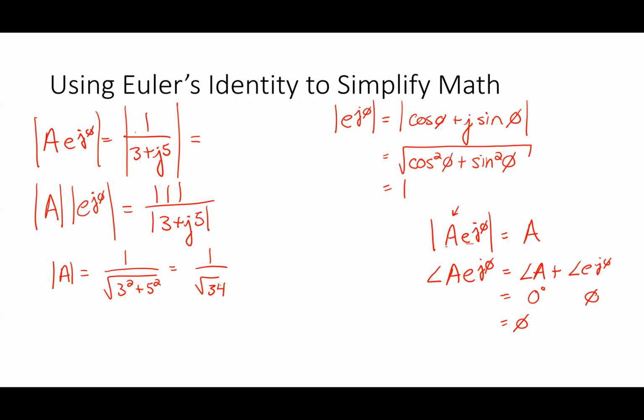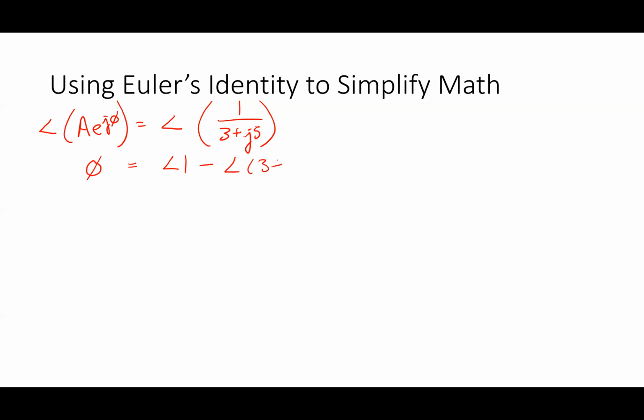Okay. What about the other thing I have here, which is an angle relationship, right? If I say what's the angle of A e to the j phi? Well, that's the angle of the other side, 1 over 3 plus j5. The angle of that whole thing should just be phi. This is the angle of the top minus the angle of the bottom. What's the angle of 1? 0, right?